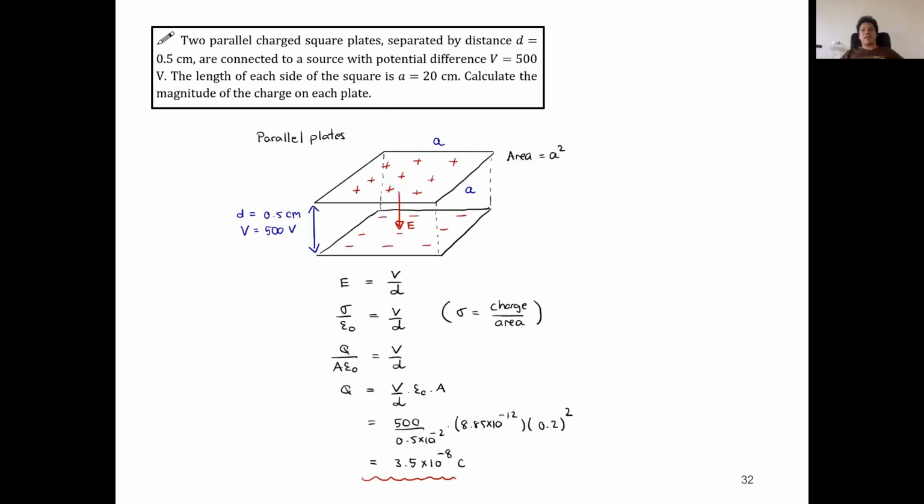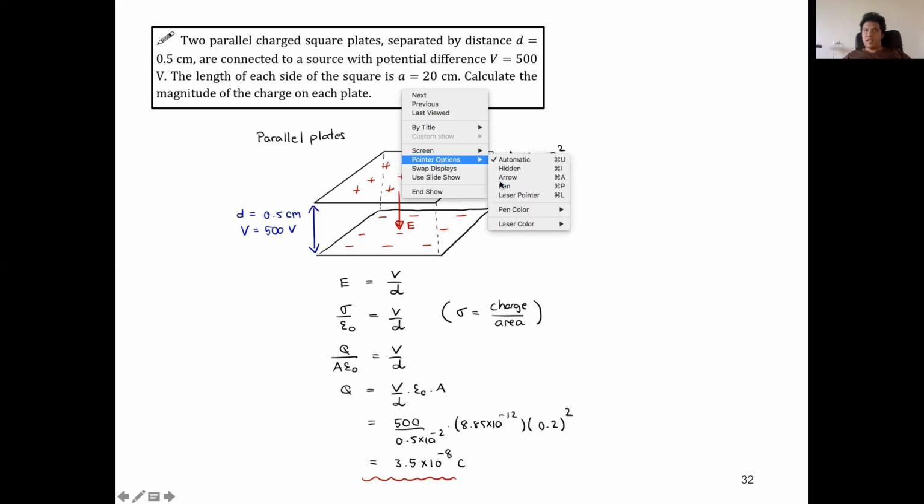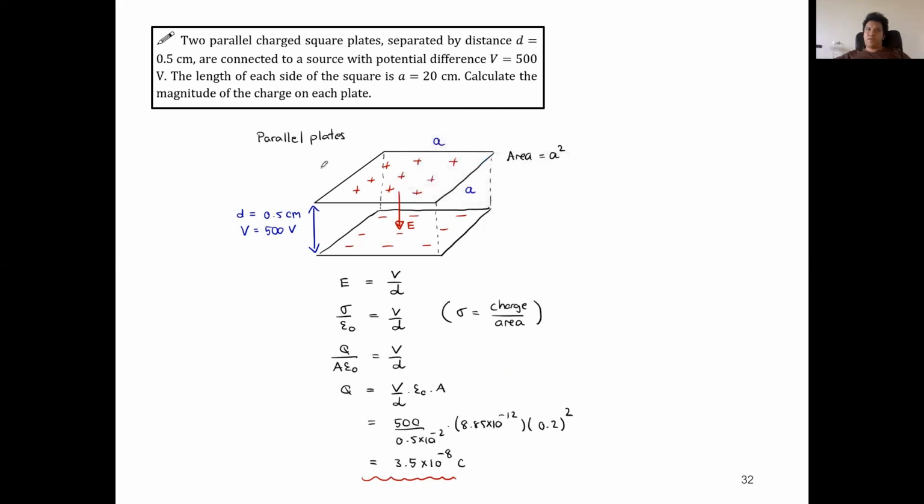Okay, then the last example. Two parallel charged square plates separated by distance D are connected to a source with potential difference. And the length of each side is A. Calculate the magnitude of the charge on each plate. Okay. So what we want to know is, if this plate has a charge of plus Q and minus Q, what Q it is.